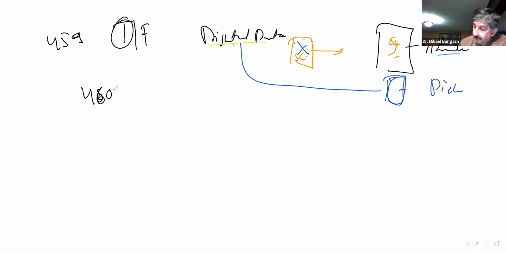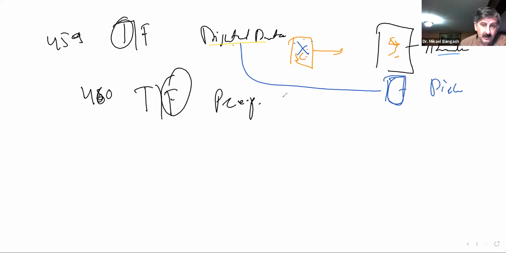Over to 160. And again, it's true or false. Now, pre-processing of image data occurs after the data has been stored on a scan converter. That's false. Pre-processing is actually before it is stored in memory.